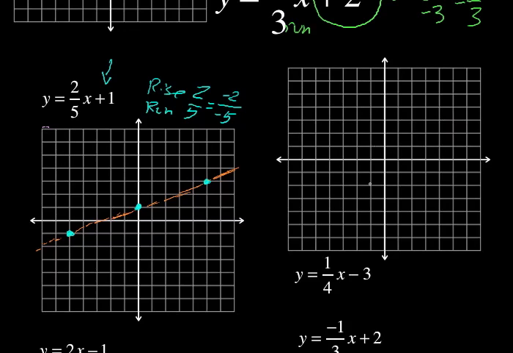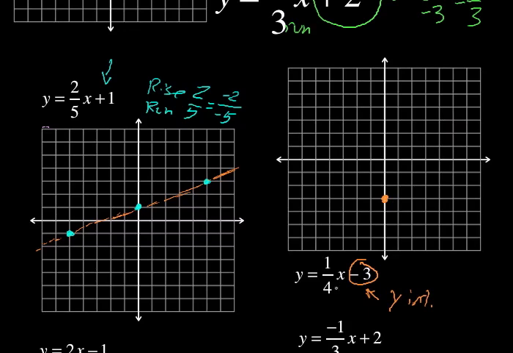Now let's take a look at this example on the right. We have a negative y-intercept. Our y-intercept is a -3. Remember, it's y equals mx plus b, but this doesn't say plus b, this is -3. So that means our y-intercept is a -3. So we're going to start at our origin, go down 3, 1, 2, 3, and place our first point.